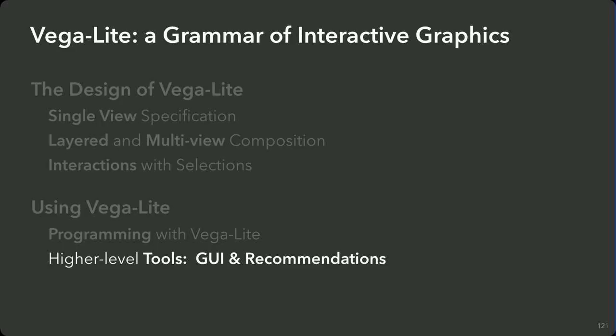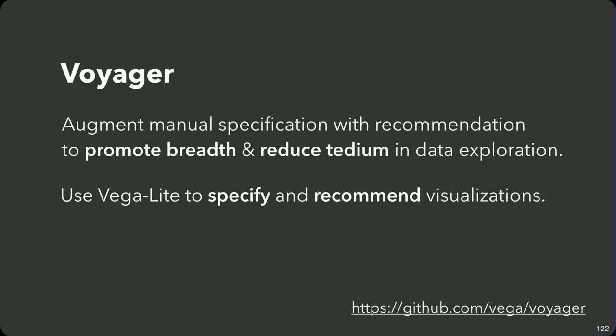In addition to using Vega-Lite directly and via wrapper APIs, Vega-Lite can also enable higher-level tools like graphical user interface applications that can let users create Vega-Lite plots via UI without writing code directly. And we can even use Vega-Lite as a representation for visualization recommendation. To give an example of a tool that does both of this, we would like to show you Voyager, a visualization tool that augments manual visualization specification with recommendation. The goal for this tool is to promote breadth in exploratory analysis and reduce tedium for manually specifying charts. To support this goal, Voyager uses Vega-Lite to both specify and as a model to recommend visualization.